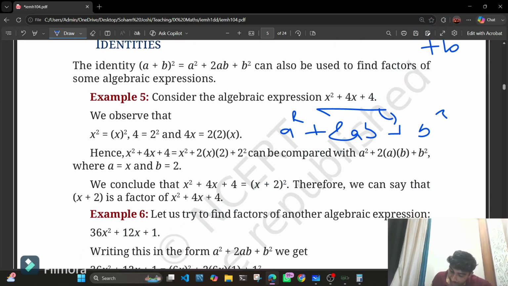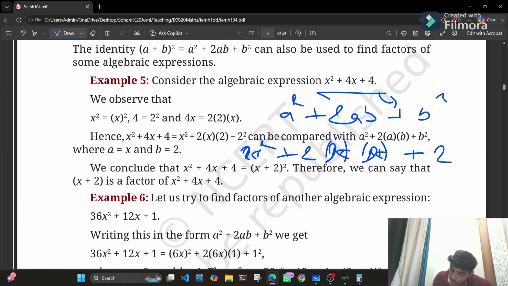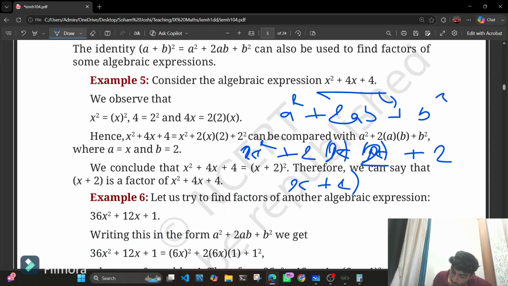So we can write it as x square plus 2 into x into 2, plus 2 square. So we can factor it as x plus 2 and x plus 2, right? We can write it as x plus 2 whole square.